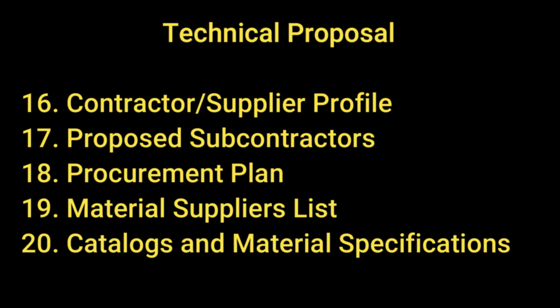Next is proposed subcontractors. The contractor will also submit a list of proposed subcontractors who will work with him on this project. Next is procurement plan. The contractor will submit a plan on how he will purchase the required material. Material suppliers list. It is required to submit a list of approved suppliers who will supply the material for this project. Next is catalogs and material specifications. The contractor will provide catalogs and material specifications to client regarding material and suppliers.